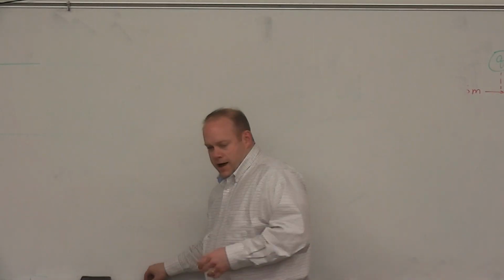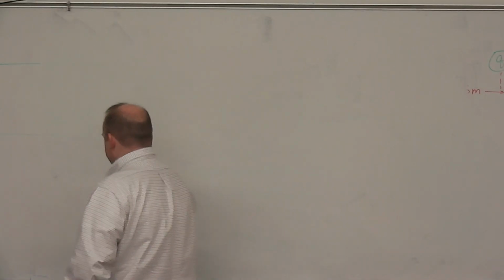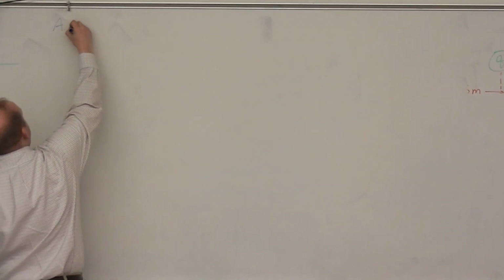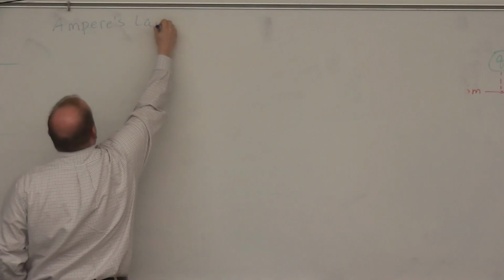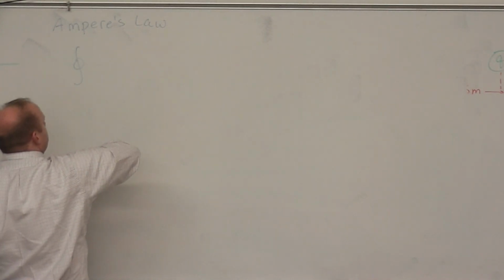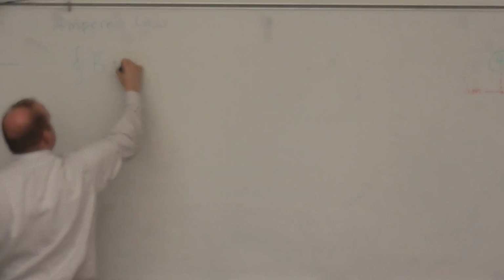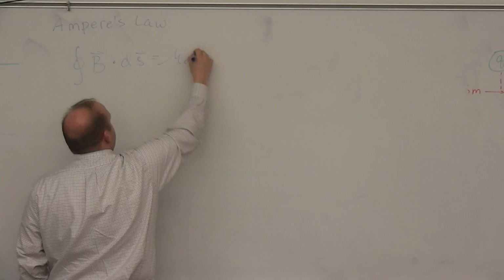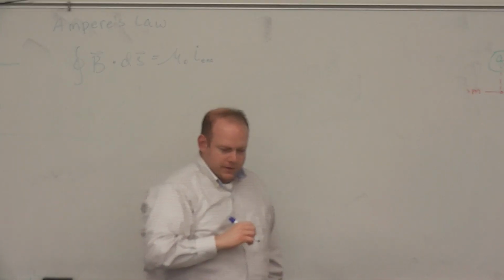So now, Ampere's law says basically this. Ampere's law says the integral, that little circle on there again, we'll talk about that in a second, of B dot ds is equal to mu naught I enclosed. Okay, that ENC is enclosed.